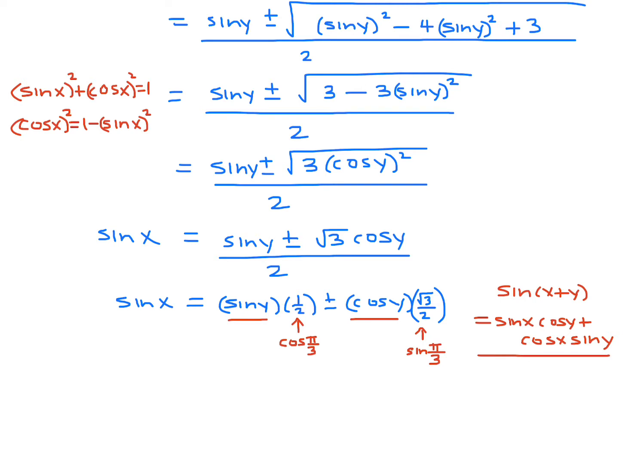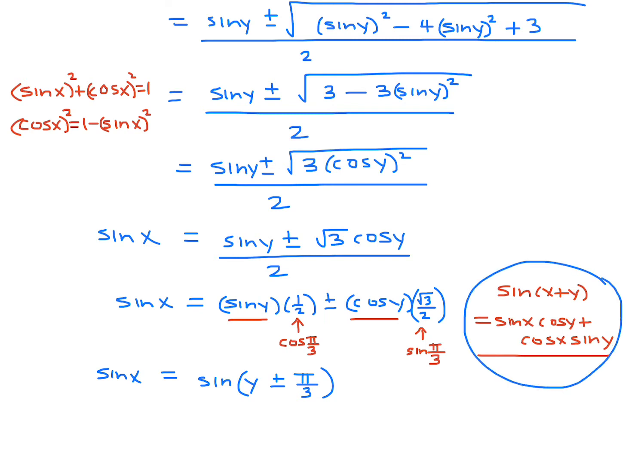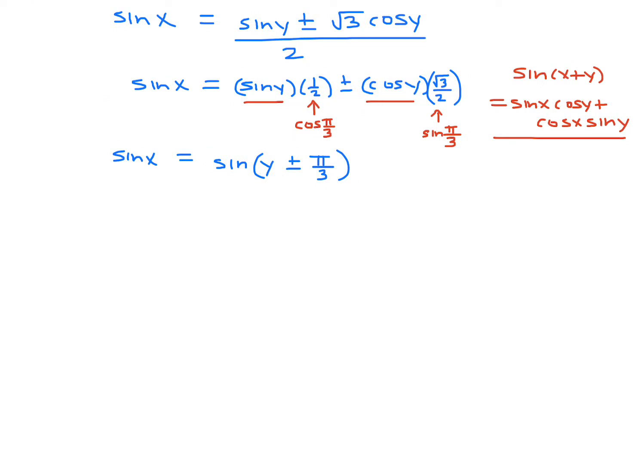So using this formula, we can now conclude that the sine of x is equal to, pay attention now, this is sine of y plus or minus pi over 3. Okay, using this formula right here. So, since the sine of x is equal to the sine of y plus or minus pi over 3, get rid of the sines, and that means x is equal to y plus or minus pi over 3.